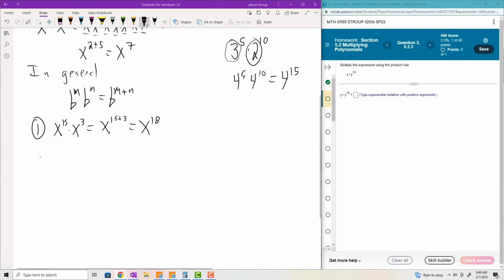This one is a little weird because you don't see an exponent on the y factor. So problem 2, I have y times y to the 14th. If you don't see an exponent, you just put a 1 there. So it's basically y to the 1 times y to the 14th, and then you get y to the 1 plus 14, which is 15.